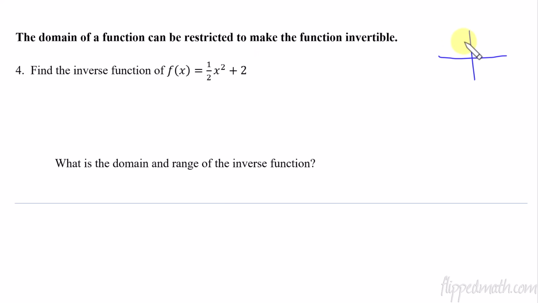It's shifted up 2, so we're going to go 1, 2, like that, and then it's going to be a parabola that opens up like that. Say that fails the horizontal line test. It's not invertible, right? We talked about that. We can't take the inverse because it's failing the horizontal line test.